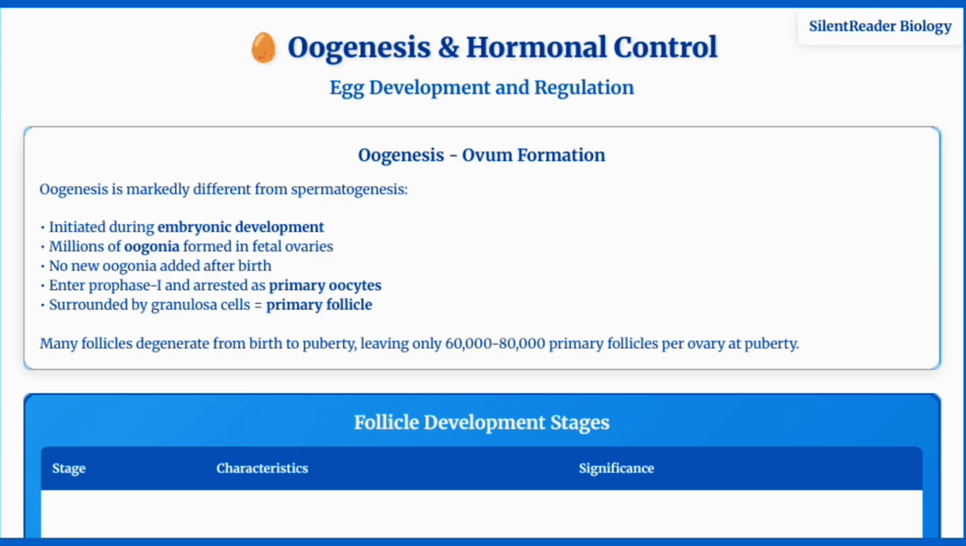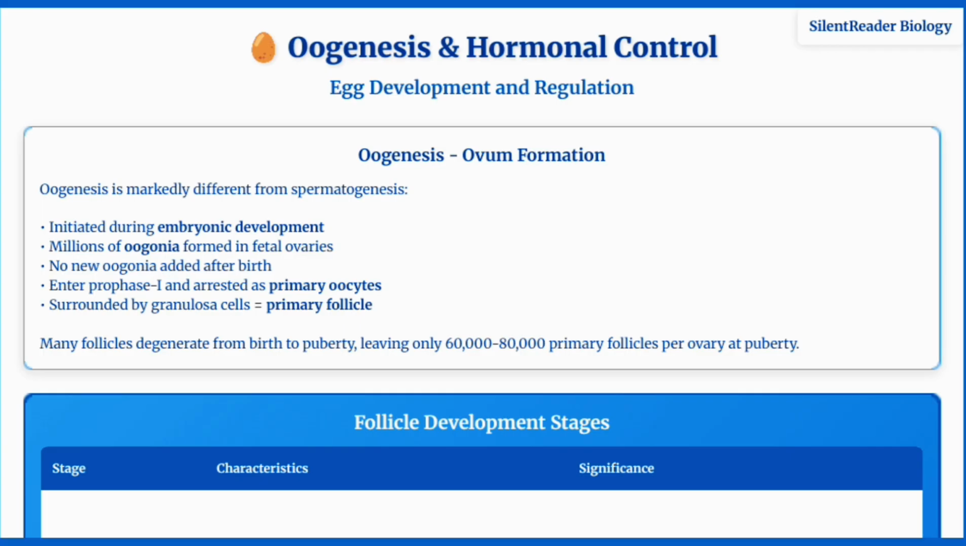A remarkable number of these follicles degenerate between birth and puberty, leaving only about 60,000–80,000 primary follicles in each ovary at sexual maturity. The primary follicles develop into secondary follicles with more granulosa layers and a new theca, then transform into tertiary follicles characterized by a fluid-filled cavity called the antrum.